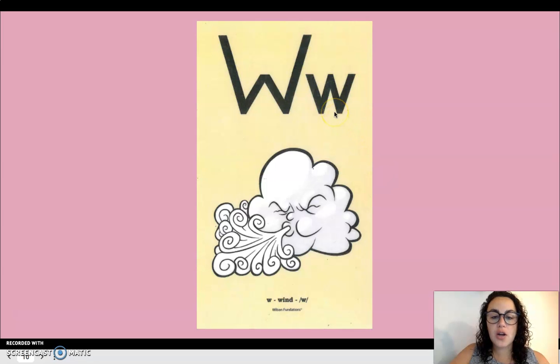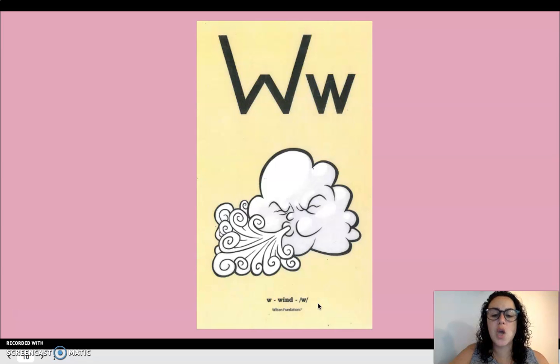To do our card, this is a picture of a cloud blowing some air like the wind. So this is wind. W, wind, W. W, wind, W. You try. W, wind, W. So what's really tricky about this sound is that when you say the letter W, that doesn't really sound like W. So it's a really tough one to remember. That's why we'll practice a lot.